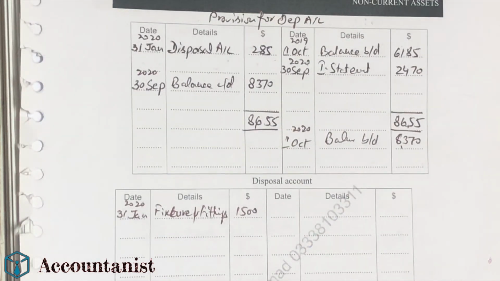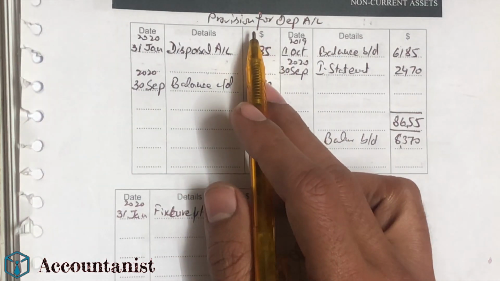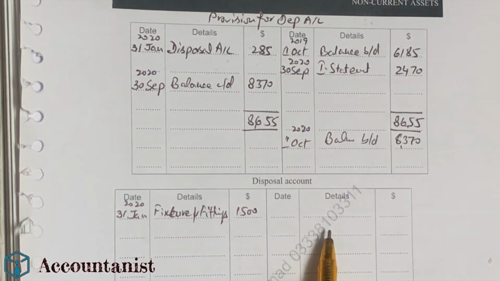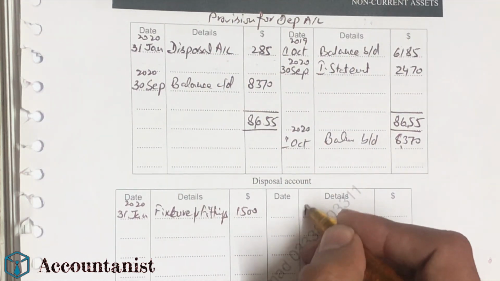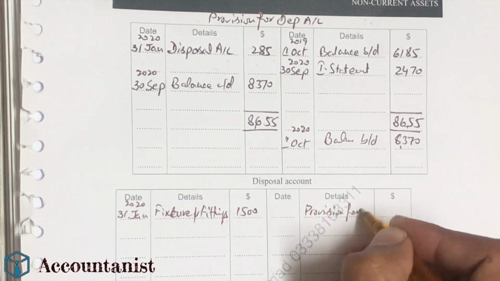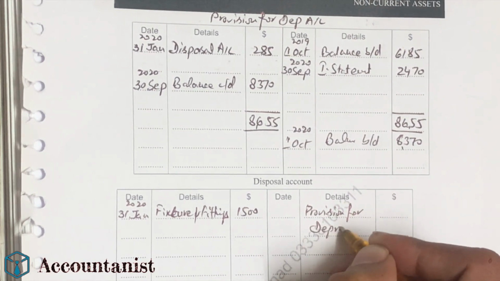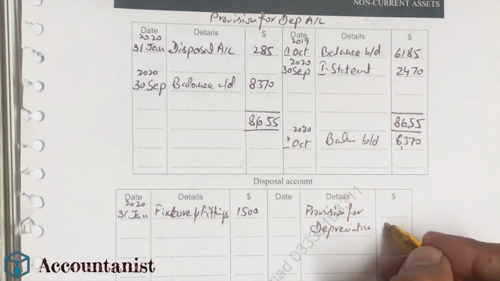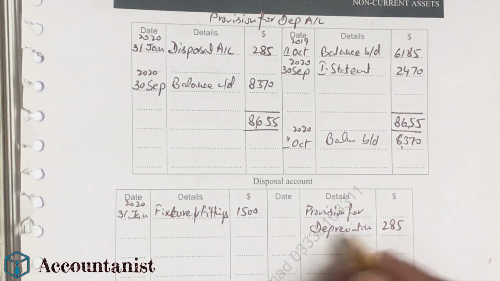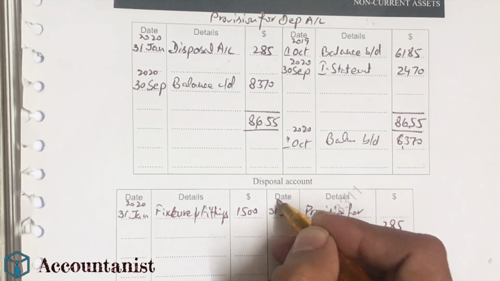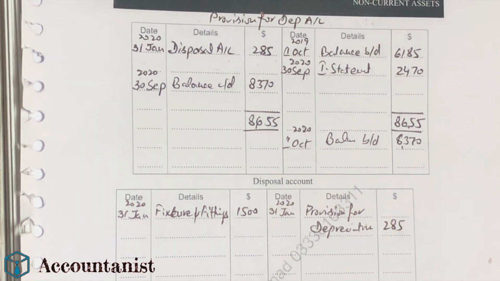The second figure is the provision for depreciation account. The provision for depreciation account is going to be debited, so it comes up here on the credit side. Provision for depreciation is 285, so I'll write down 285 here. It's again on 31st of January 2020.